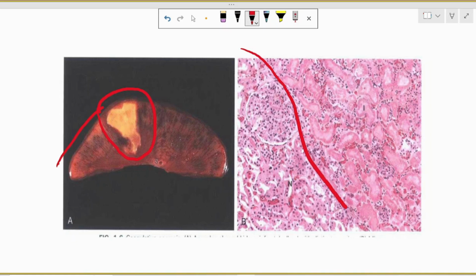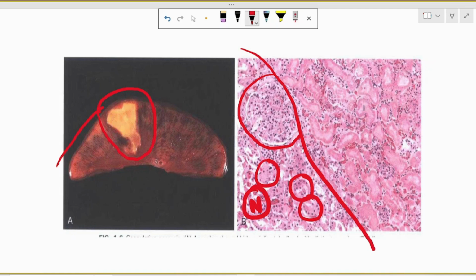See, this is the demarcation line. This is the normal side of the kidney, and that is the necrosed or the affected part. If I am being able to appreciate the glomeruli, the tubules with nucleus in them. See, I am being able to appreciate these things.